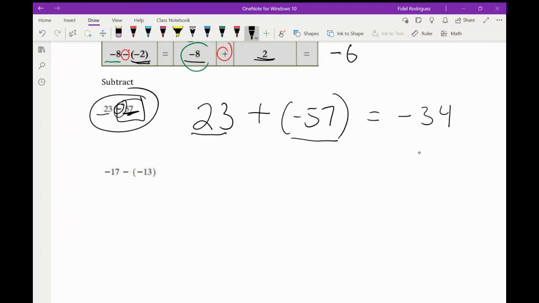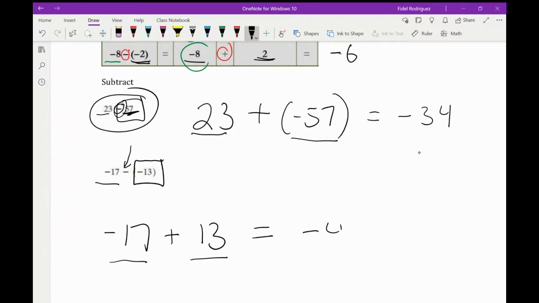And so I'll do the same thing here for this one. I'm going to leave this first number alone, negative 17. This minus sign here, guys, is going to become a plus. And then whatever number I have here, the sign needs to change. So if it's a negative 13, I'm going to put a positive 13. And so if I owed you $17 and all I had was 13, I would still owe you 4.